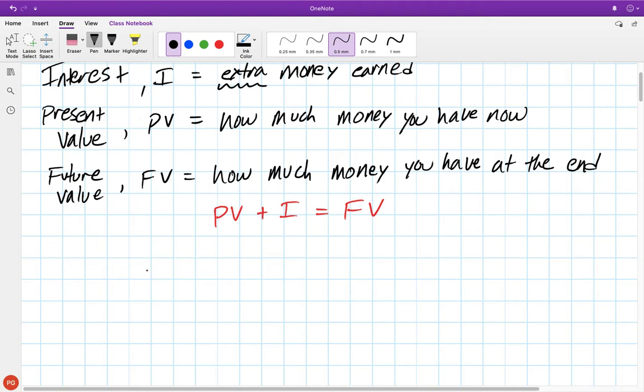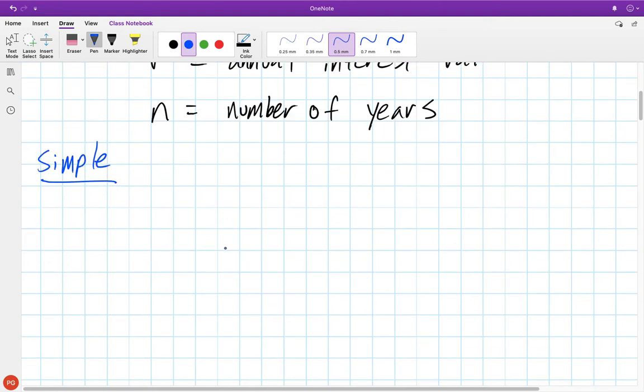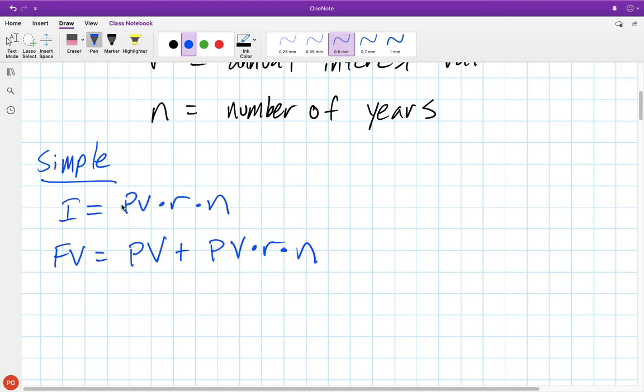Two other things to remember. R is what we use for our annual interest rate, what percentage we earn every year, and N is going to be our number of years. Using all that, we can go first to simple interest. Simple interest is calculated like this. Our interest is the principal times the rate times the number of years.